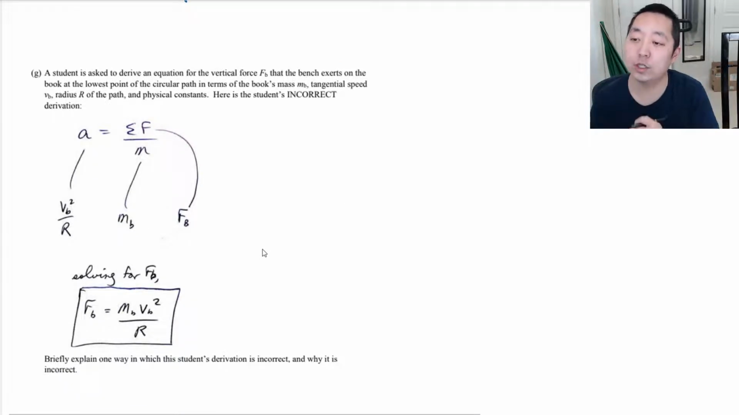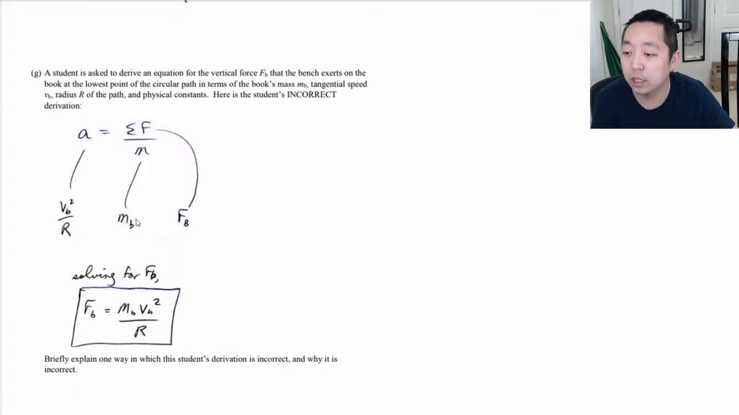So a student is asked to derive an equation for the vertical force FB that the bench exerts on the book at the lowest point in the circular path in terms of the book's mass, tangential speed VB, radius R, and physical constants. Here's the student's incorrect derivation. He did net force over M, and acceleration is VB squared over R. The net force he did, that's MB, and that is FB. He just says that there's only one force, FB.